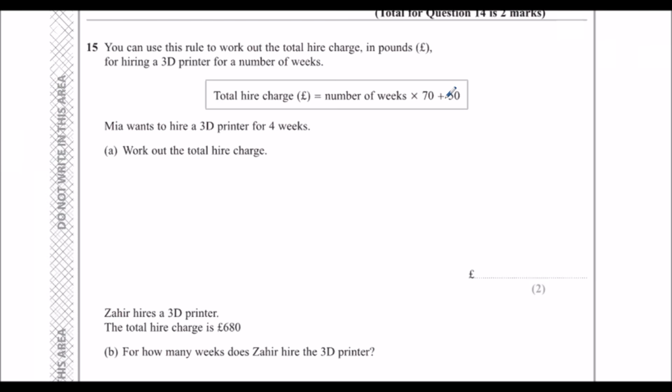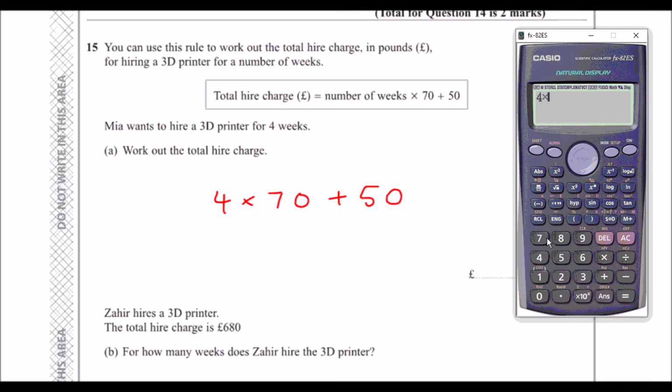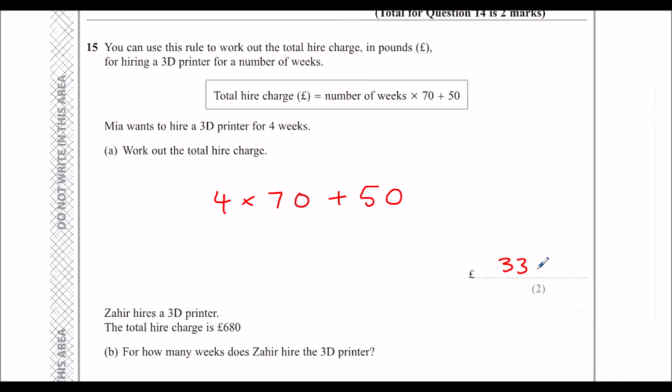So it's 4 times 70 plus 50. 4 70s plus a 50. £330.